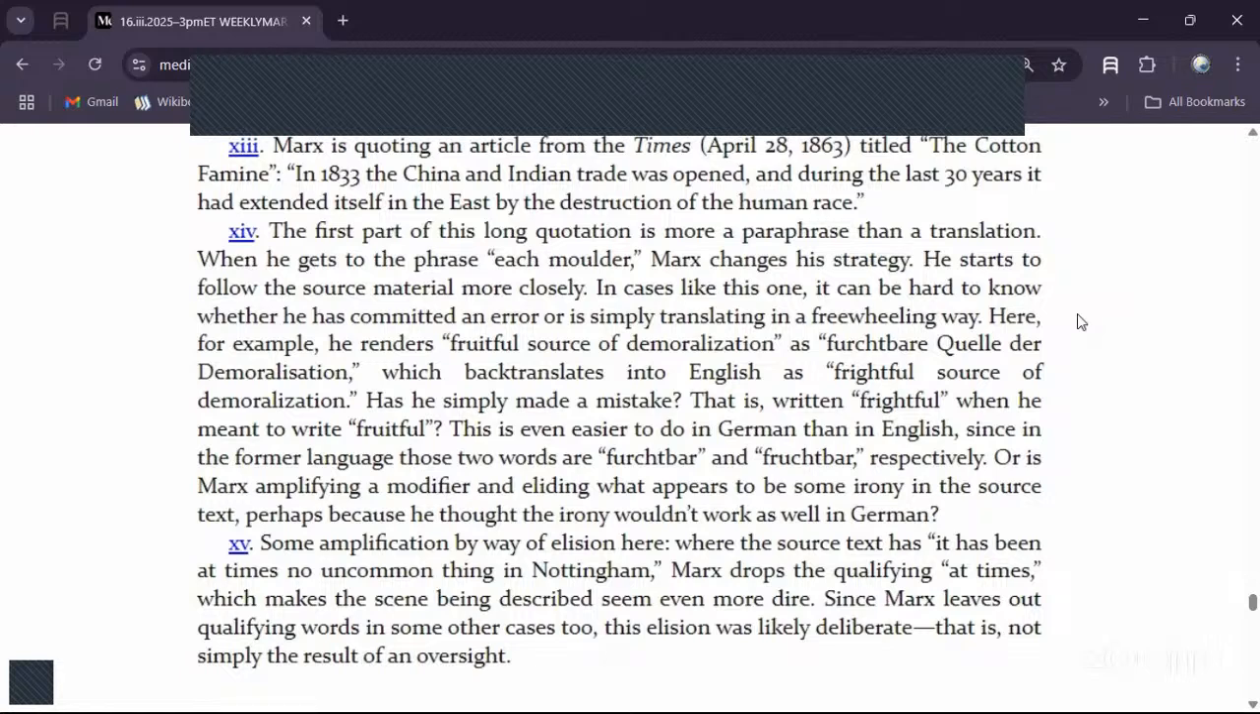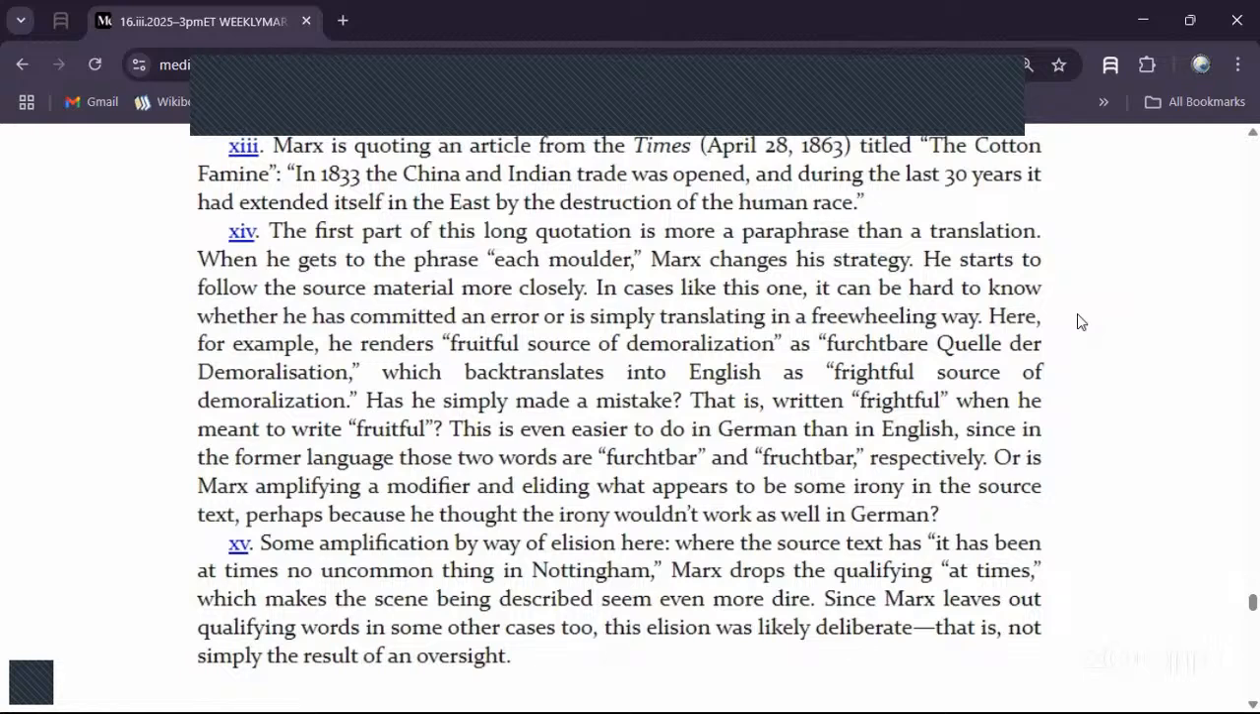fruchtbar Quelle der Demoralisation, which back translates into English as frightful source of demoralization. Has he simply made a mistake, and written frightful when he meant to write fruitful? This is even easier to do in German than in English, since in the former language, those two words are furchtbar and fruchtbar, respectively. Or is Marx amplifying a modifier and eliding what appears to be some irony in the source text? Perhaps because he thought the irony wouldn't work as well in German.